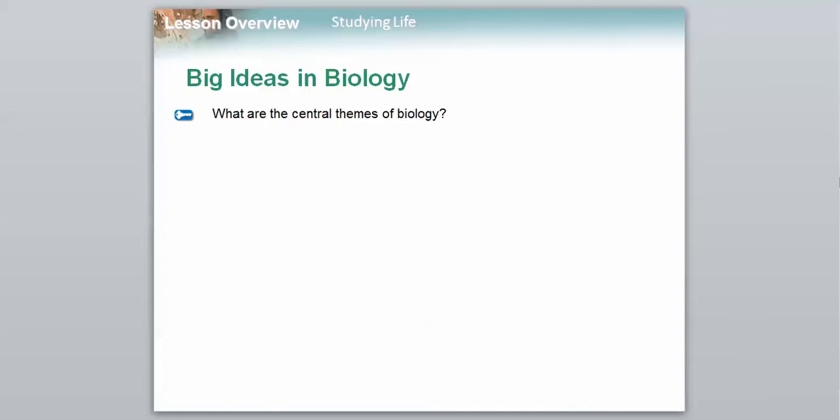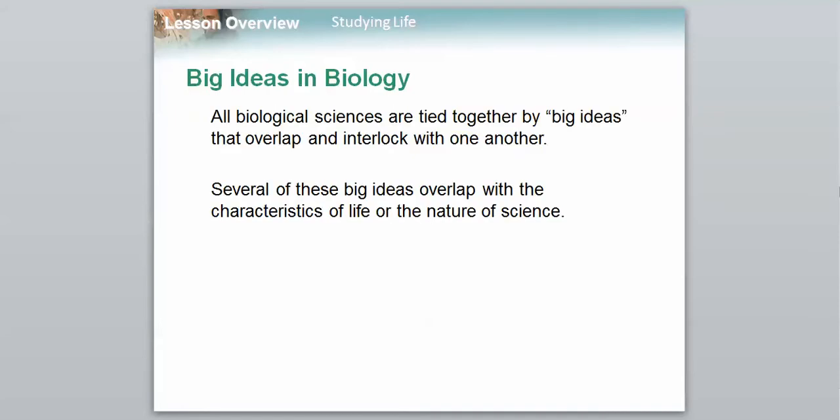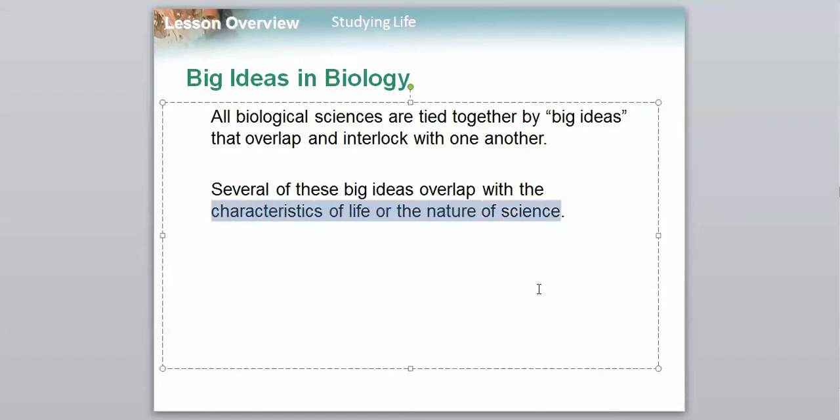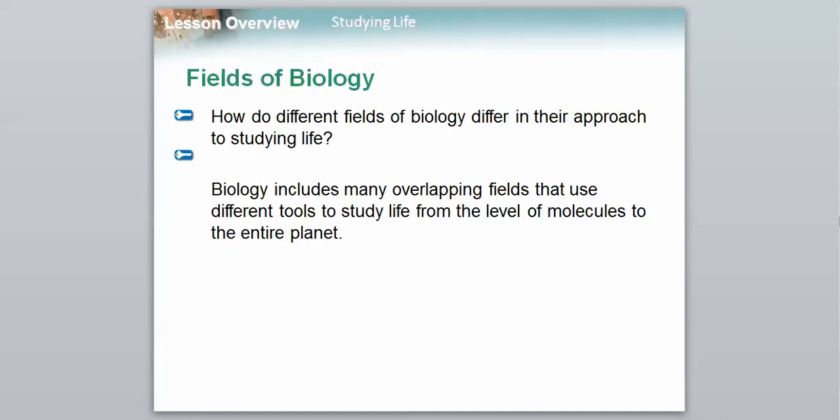And the first part of this section talks about the big ideas in biology. So there's going to be a lot of overlap between these. These are just some of the main ideas that we focus on in biology class. And again, all biological sciences are tied together by these big ideas that overlap and interlock with one another. And several of these big ideas overlap with the characteristics of life or the nature of science. So that's what I was hinting on, that we have already seen a lot of these before in our previous videos, when we talked about the scientific methodology and those characteristics of life. So there's a lot of overlap when we talk about these big ideas in biology.